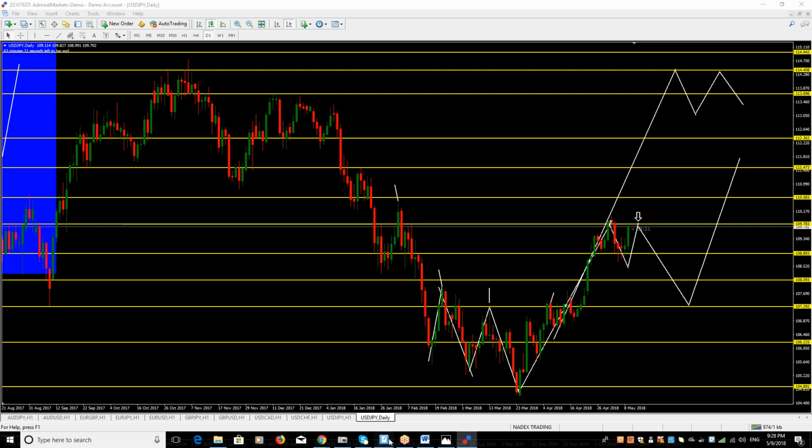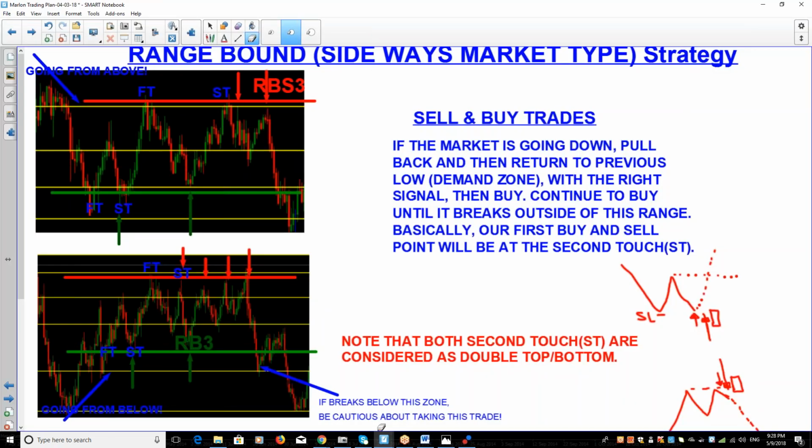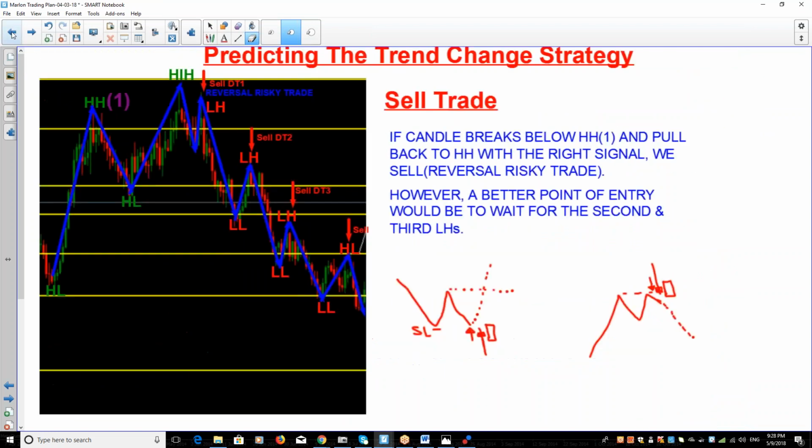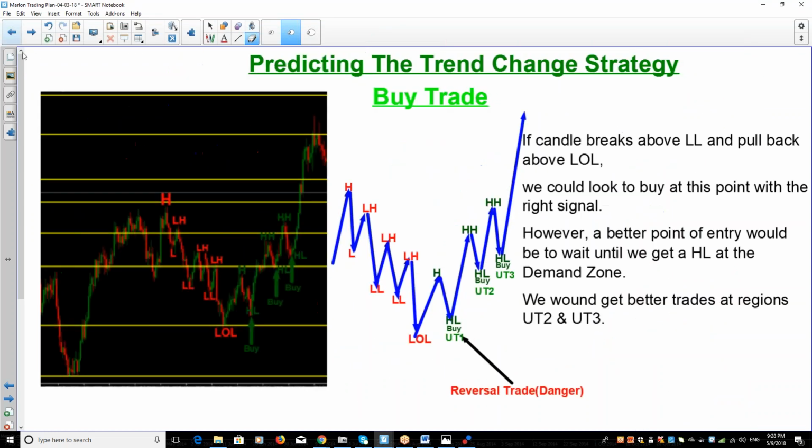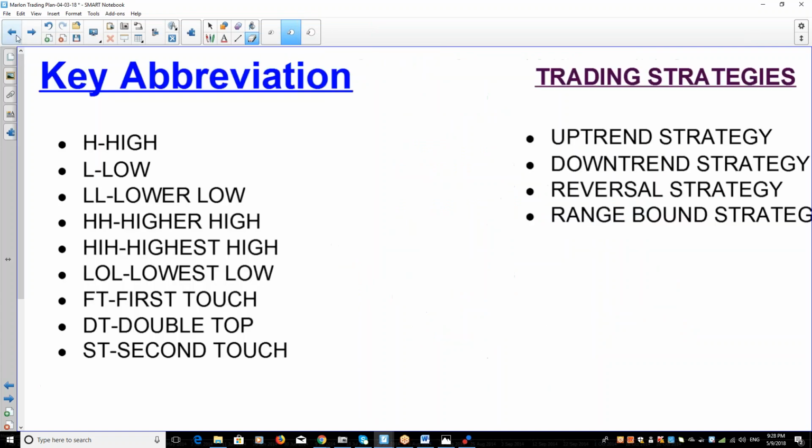Okay, so let's have a quick look at this, because I've got another session. I thought I got carried away. Right, so basically, this is what we've got. Lower low, lower low, lower low, and so on. There are four different strategies there.